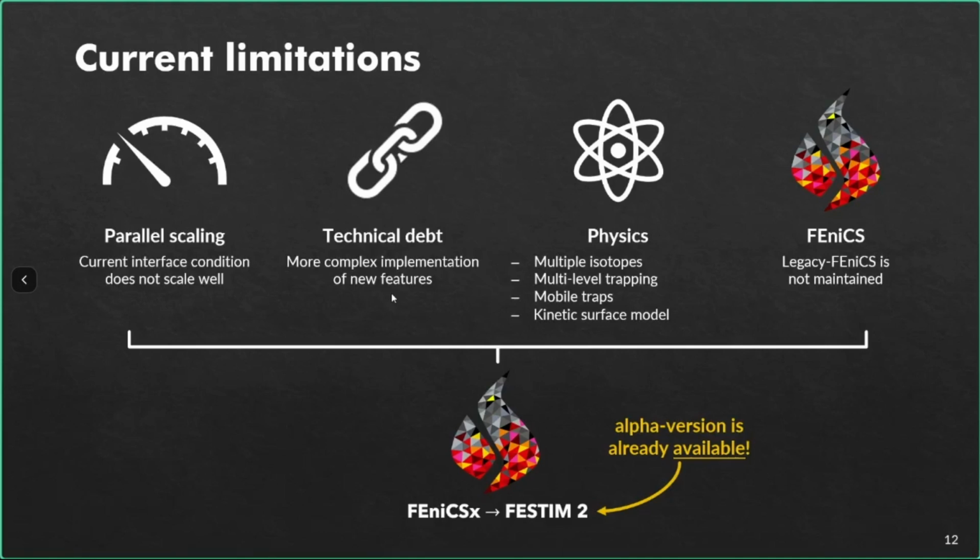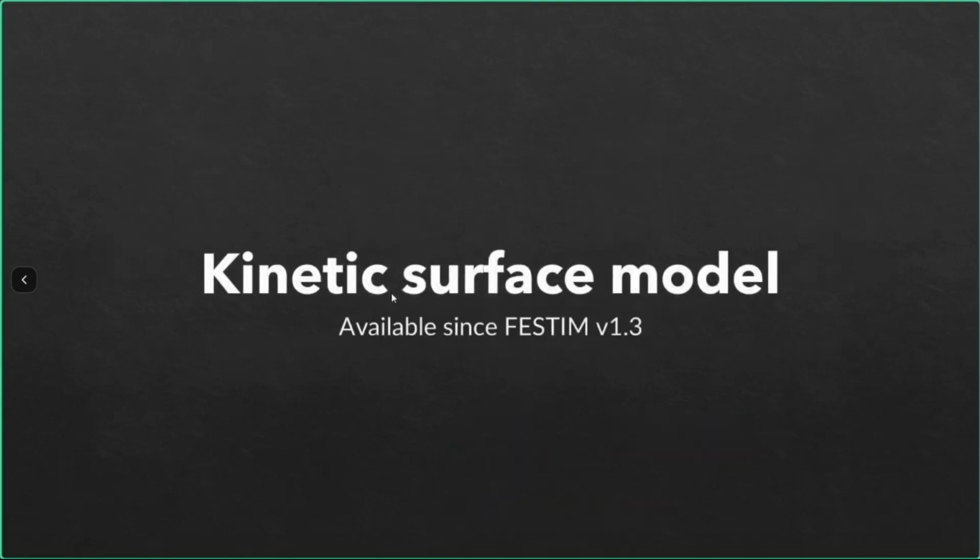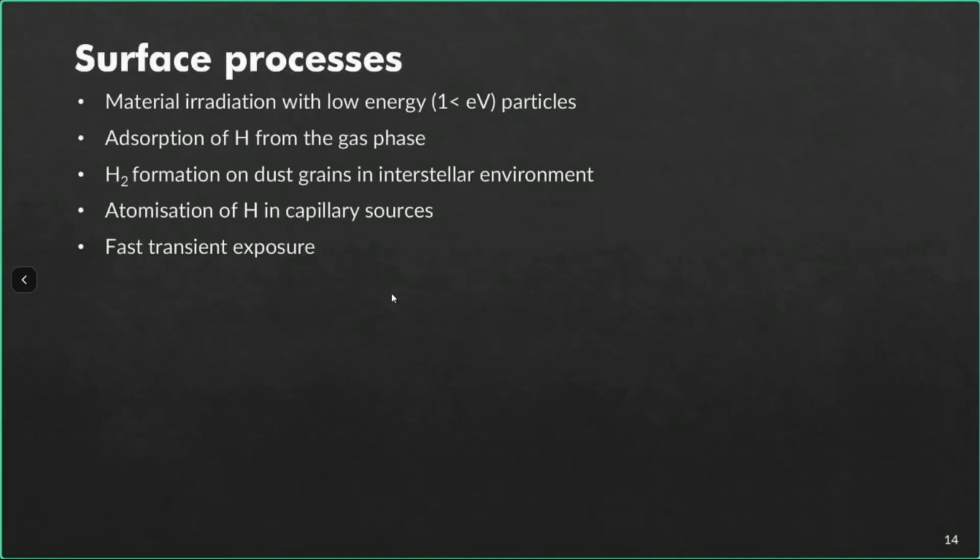Recently, the alpha version of FESTIM 2 has been released, and as I've shown with the HISP project, you can already use it. However, the stable version is also maintained, and in FESTIM 1.3, we implemented a kinetic surface model that allows us to account for surface processes. These surface processes become important under certain conditions. For example, in experiments on hydrogen uptake from the gas phase, when the energy of incoming molecules is low, the molecules adsorb on the surface and only then absorb into the bulk.